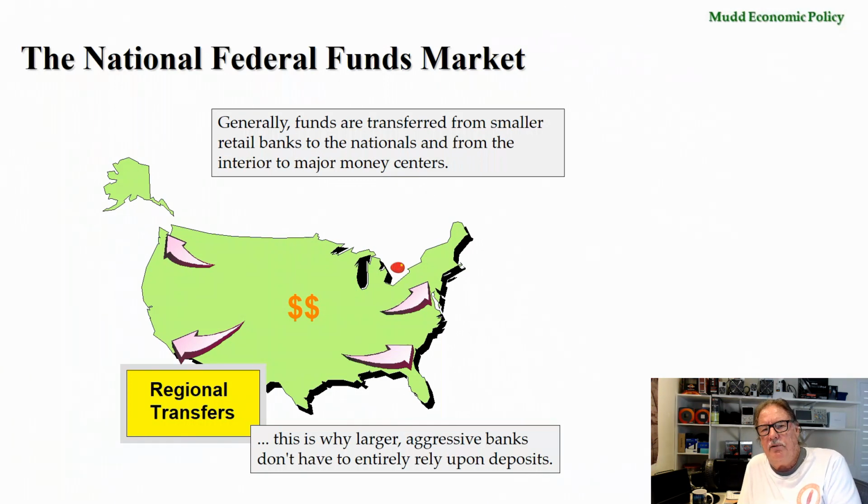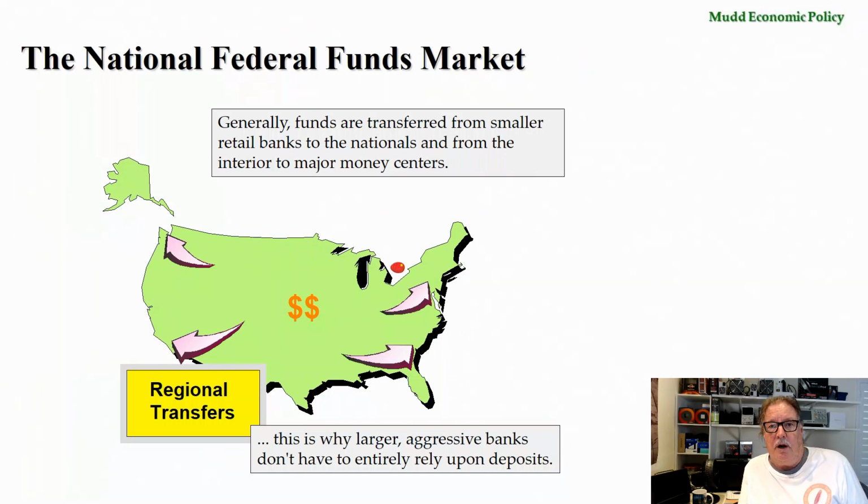Now, it's the case that sometimes the smaller banks actually have reserve surpluses because their loan business is not as aggressive as the loan business of the aggressive New York banks, Chicago banks, and banks located overseas. And this is why, to some extent, larger aggressive banks don't have to rely upon their own customers' deposits for their lending activity, because all you need to have is excess reserves to be able to make a loan.